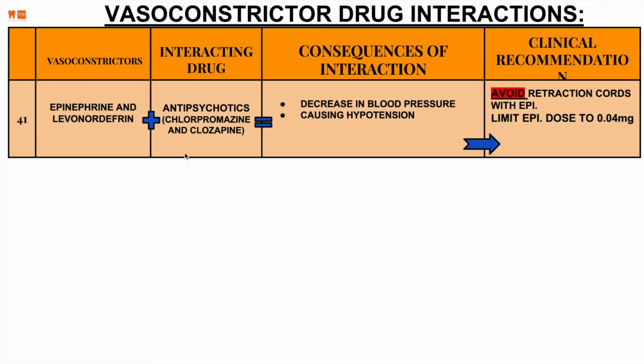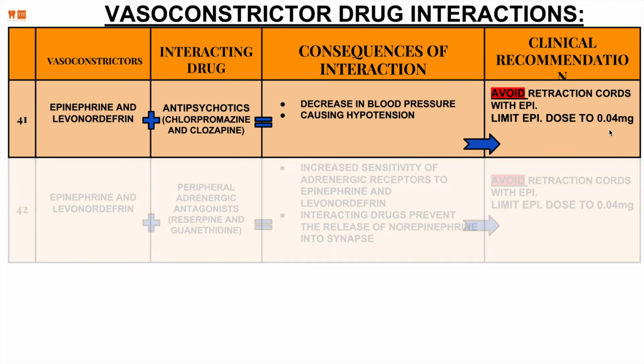Next, with antipsychotics, chlorpromazine and clozapine. Epinephrine mixed with antipsychotics will lead to a decrease in blood pressure, causing hypotension. Now this is opposite, almost psychotic, right? Think of it that way. Normally epinephrine mixed with any other drug led to increase in heart activity, such as increasing blood pressure. But when it's mixed with antipsychotics, it went a little psychotic, and it now decreases the blood pressure, causing hypotension. So again, avoid the retraction cords and limit the epinephrine dose.